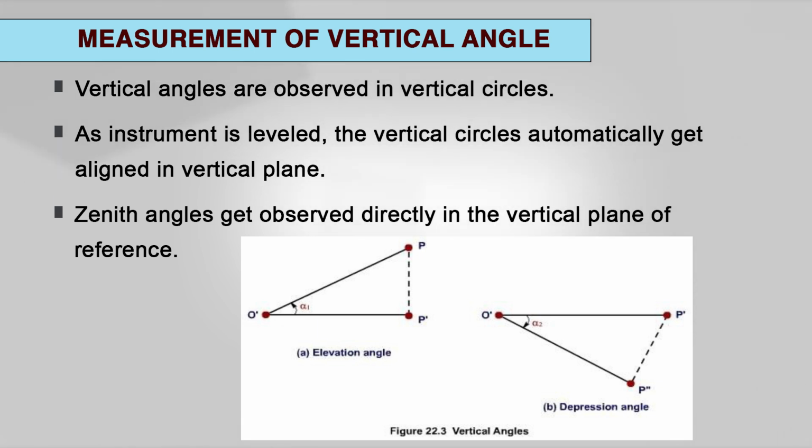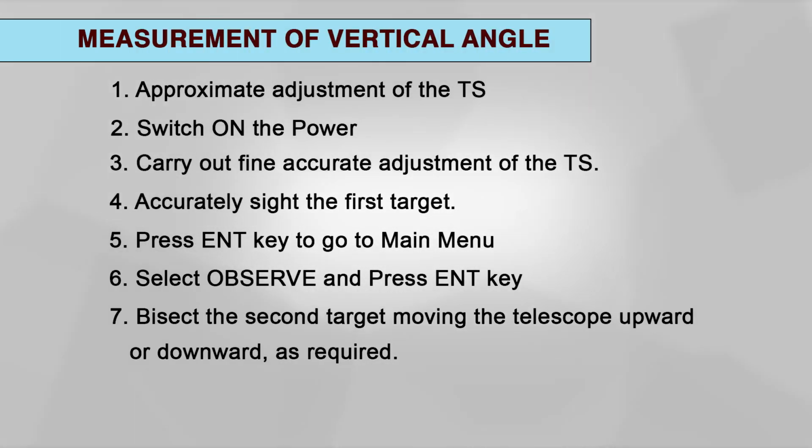If we have to measure a vertical angle, shown in the figure as POP, the first type of angle is the elevation angle, that is an angle on the upper side from the reference point, and the depression angle is the angle measured below the line of sight. To measure the vertical angle in the total station, the following steps should be followed.